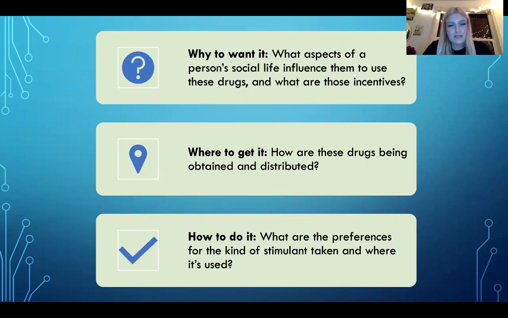The first one is basically why to want it. This question seeks to answer what main areas of an individual's social ecosystem are influencing their perceptions and desires surrounding Adderall. The second question was where to get it, and this aims to gain insight around socializations that happen with how these drugs are being circulated. And the third and last category was how to do it. This references the preferences of brands of stimulants, as well as preferences of where and how these stimulants are being taken.